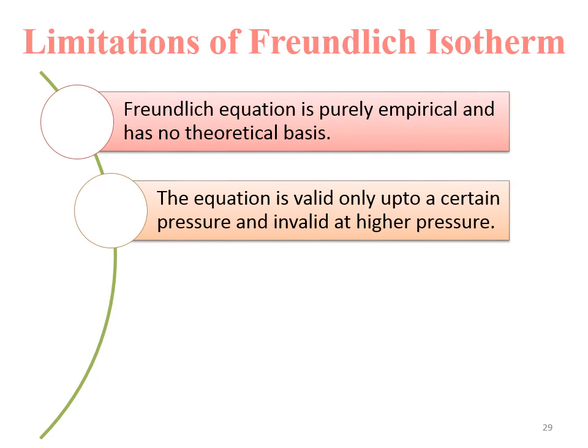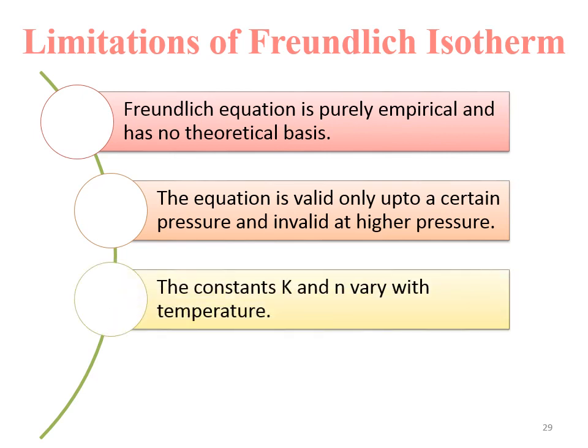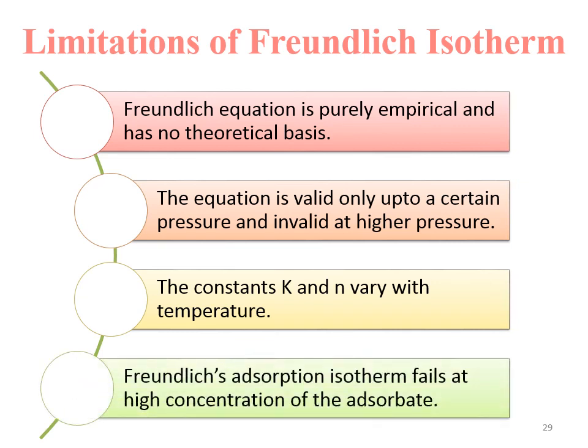The second limitation of the Freundlich adsorption isotherm is that the equation is valid only up to a certain pressure and invalid at higher pressures. The constants K and n vary with temperature. So at different temperatures we have different values of K and different values of n. This is also a limitation of the Freundlich adsorption isotherm. And another limitation is that this isotherm fails at high concentration of adsorbate.